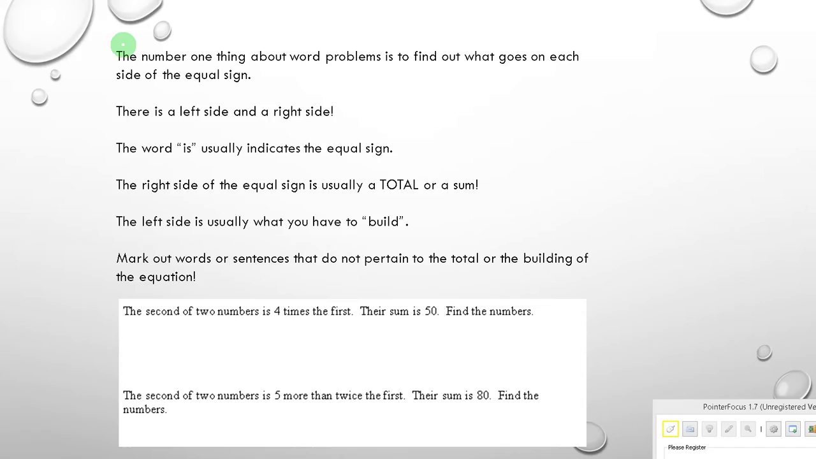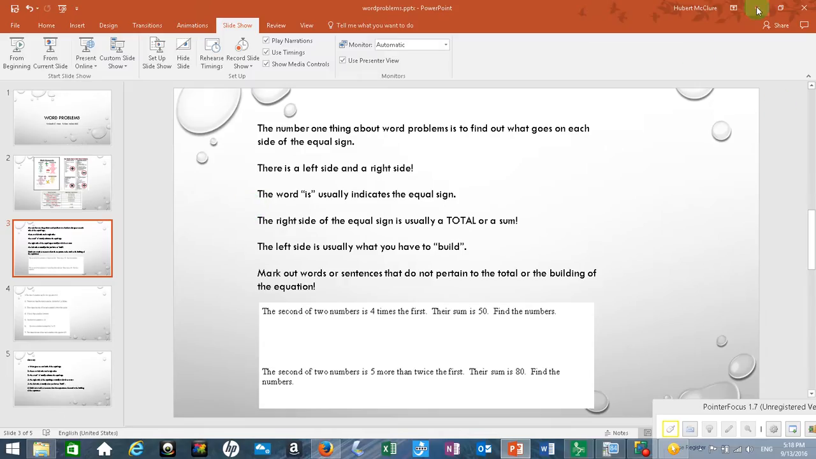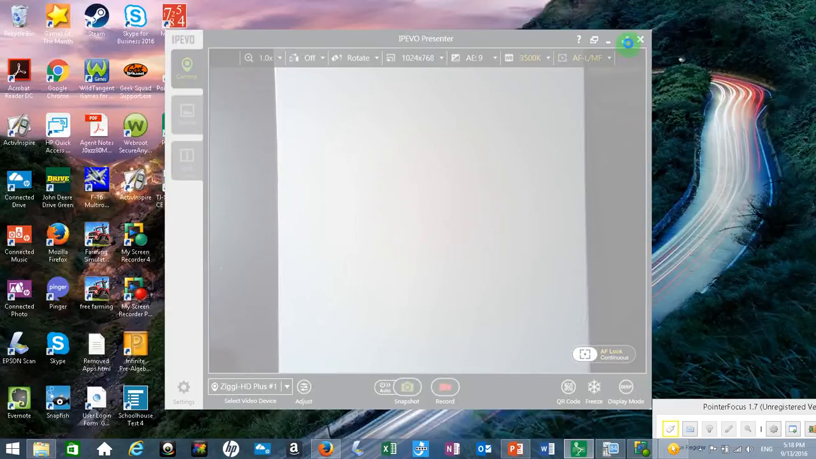Now, if x is equal to 10, that's the first number, 10. But what's the second number? Well, 4 times 10 is what? 40. So the first number is 10, and the second number is 40. So that is a word problem. You just did a word problem.